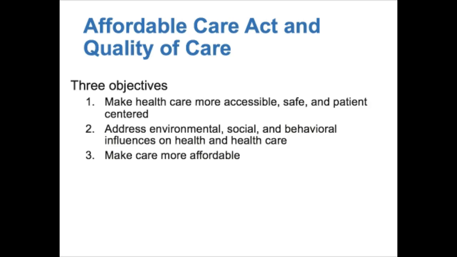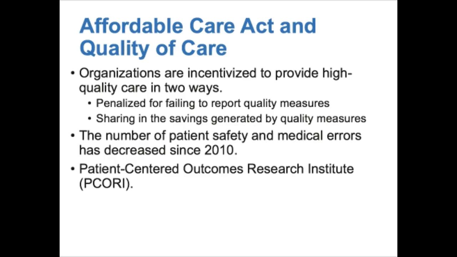The ACA established the National Quality Strategy to set national goals to improve the quality of care. The objectives are to make healthcare more accessible, safe, and patient-centered, to address environmental, social, and behavioral influences on health and healthcare, and to make care more affordable. In order to achieve these goals, the ACA included several provisions to improve quality of care, such as programs that link payment to quality outcomes in Medicare, strengthening quality infrastructure, and funding the development of the patient-centered medical home, where care is coordinated and less fragmented.